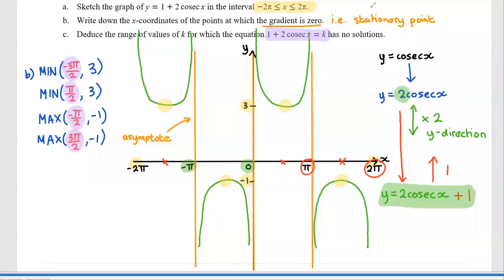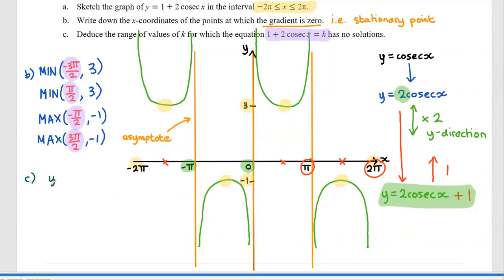Right, so now you've had a go at this. Let's see if we can deduce what this range of values of k actually is. Now, notice we've got an equation set up, 1 plus 2 cosec x equals k. So if I just write this down, this is for part C here.